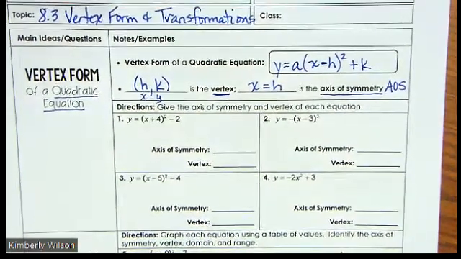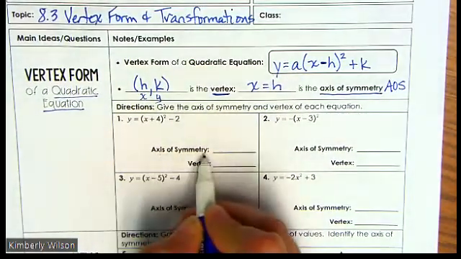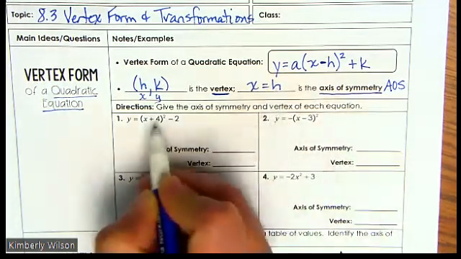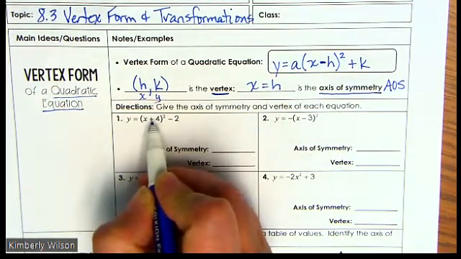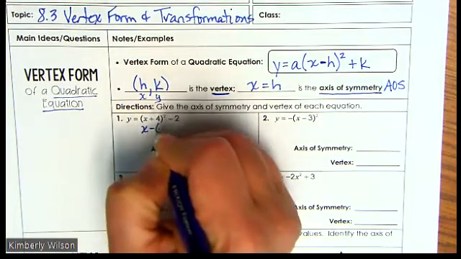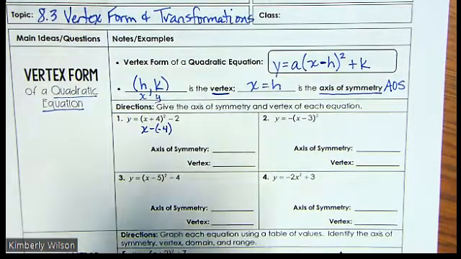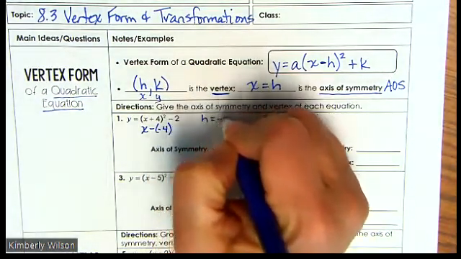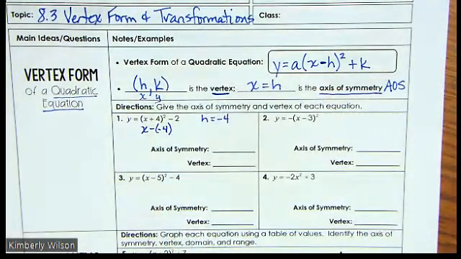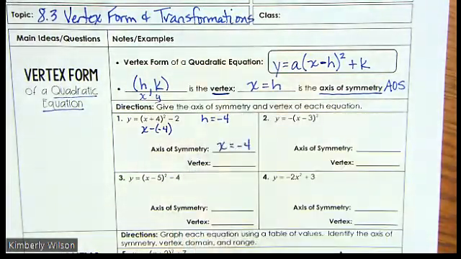Okay, so let's look at some problems. Number one, it wants me to pull out the axis of symmetry, which means that's the h. Well, right here, this 4, that's a plus 4. So that means this can be written as x minus negative 4 to become that plus. So that means my h is equal to negative 4. So my axis of symmetry is going to be x equals negative 4.